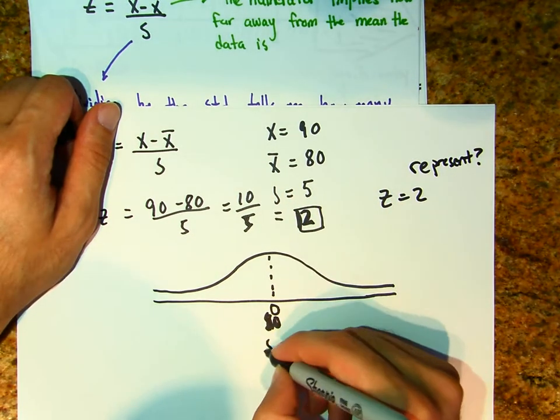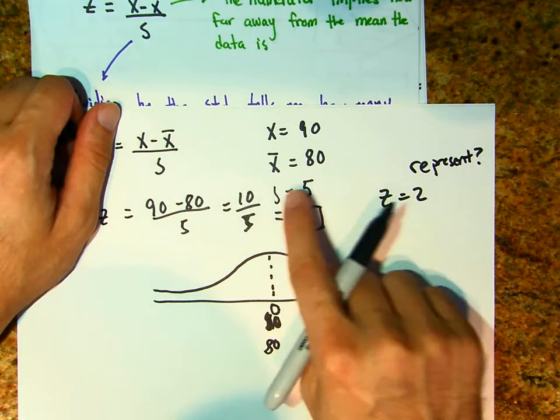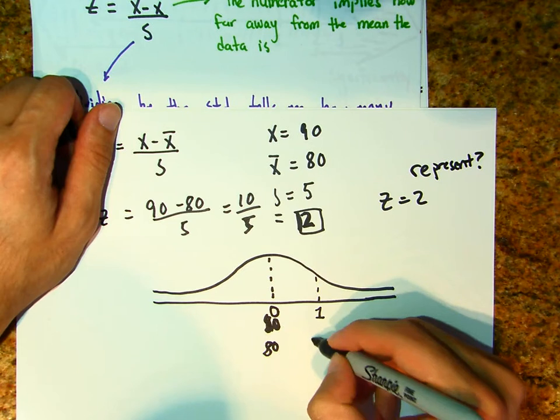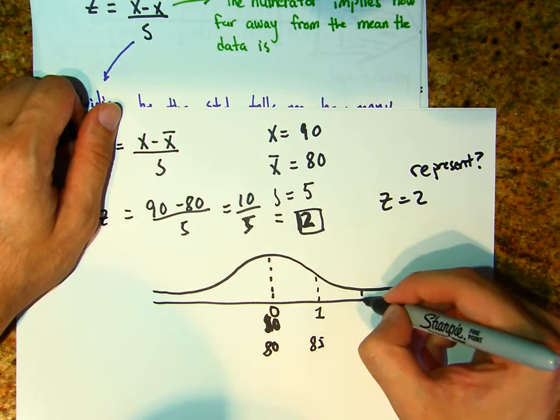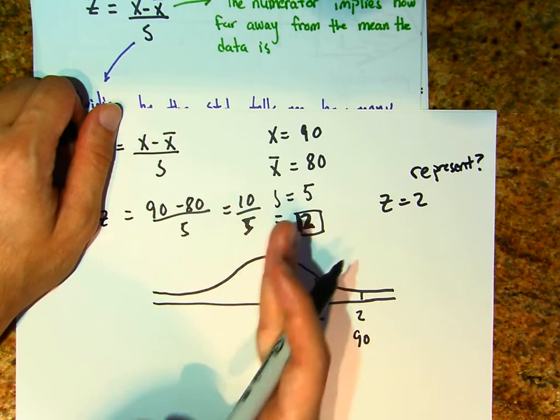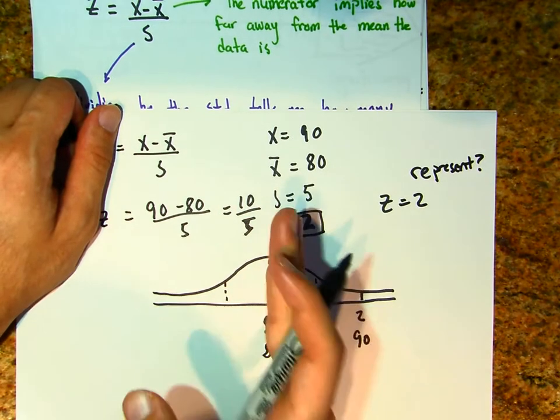Notice how this represents 80, and each standard deviation is 5. So if this is 1 standard deviation, this is 85. If this is 2 standard deviations, this is 90. If I'm at -1, one to the left, then maybe a student didn't do so well.